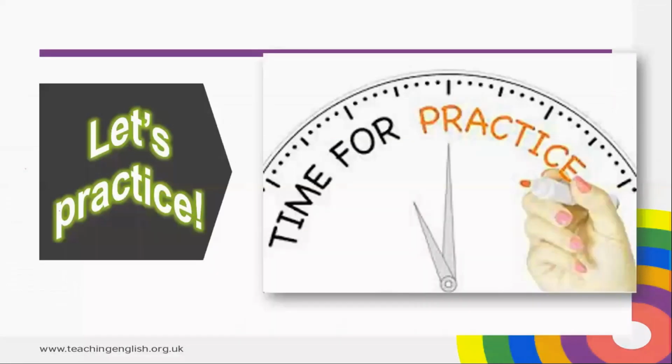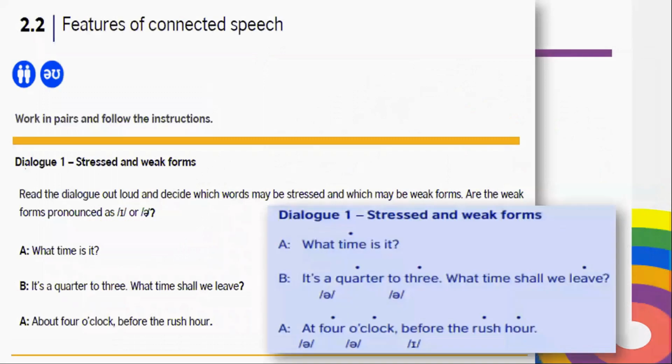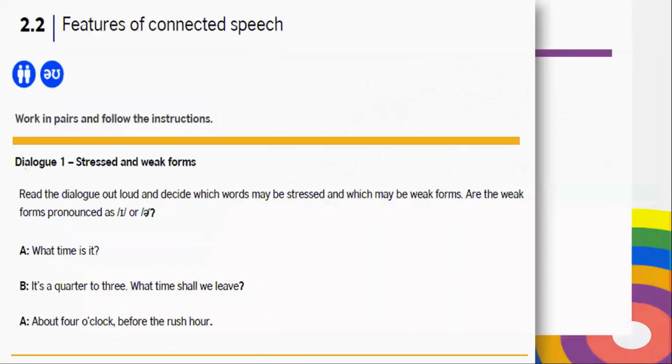Okay. Now let's do some practice. Over here, I'm gonna show you a dialogue. I just want you to practice the dialogue and try to guess which words, for example, will have the weak forms, which ones will have the schwa sounds. In this dialogue, please tell me where the schwa sounds and the weak forms are.